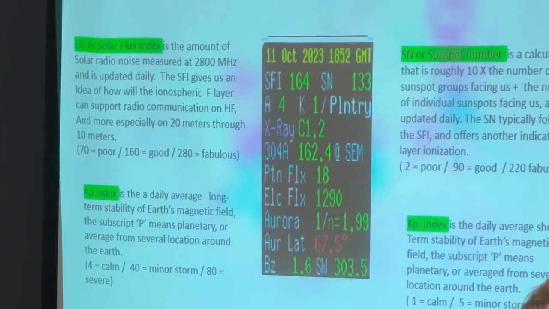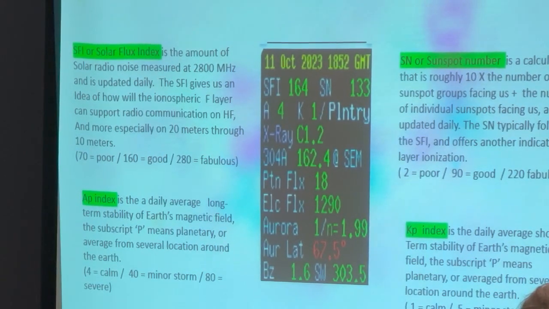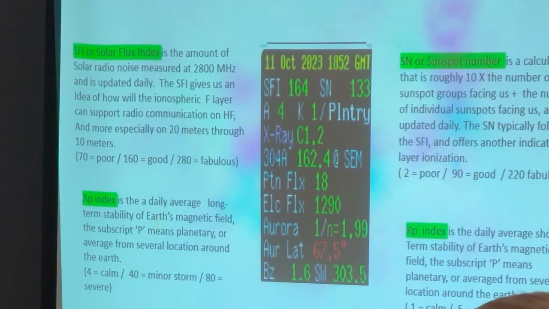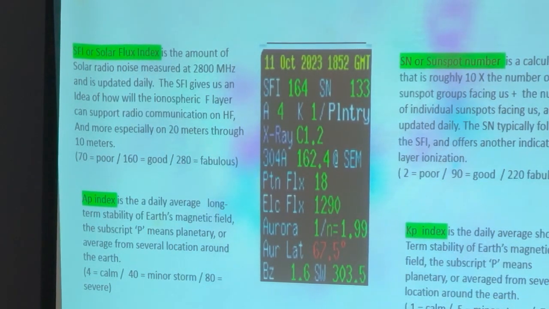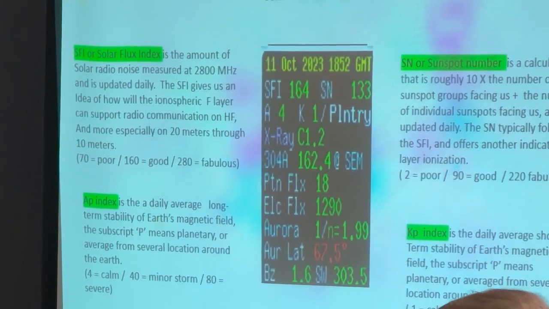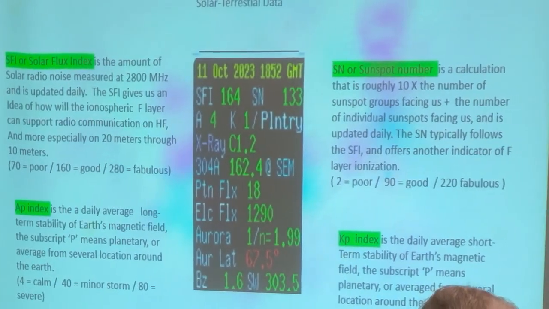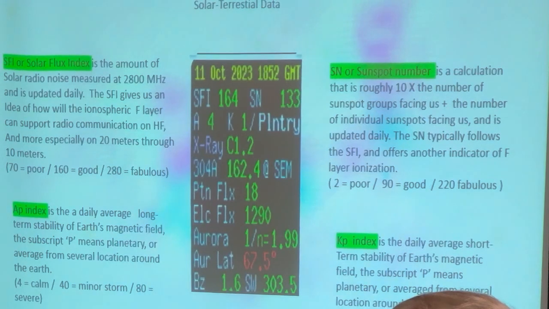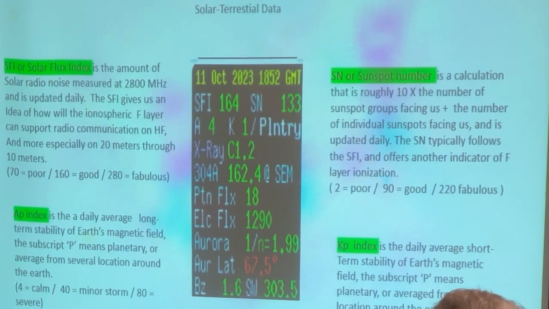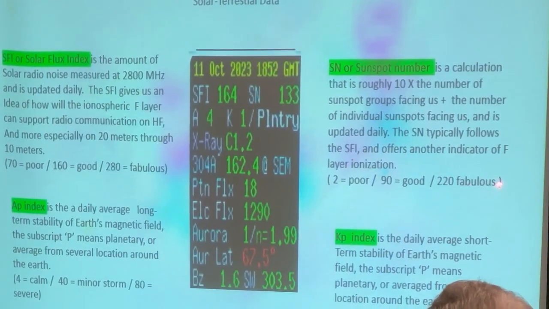Now the sunspot number is a calculation which is roughly 10 times the number of sunspot groups that are facing us, plus the individual sunspots. The sunspot number generally follows along the solar flux index. It's another indicator of how the flare is doing. On this, 2 is poor, 90 is good, and 220 is fabulous.